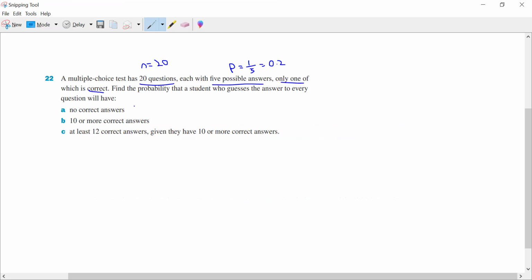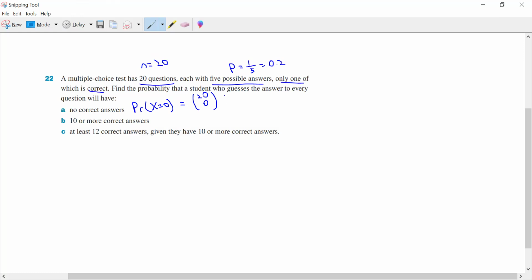Then find the probability that a student who guesses the answer to every question will have no correct answers. So if X is the event of having a solution correct, in this case our probability of X would be equal to 0, meaning that out of 20 questions, we have no correct answers. And then that means out of the 20, we have 0. So it's 20 choose 0 here for our nCr.